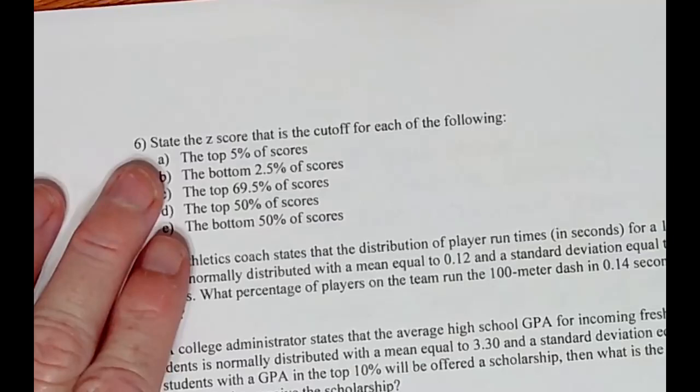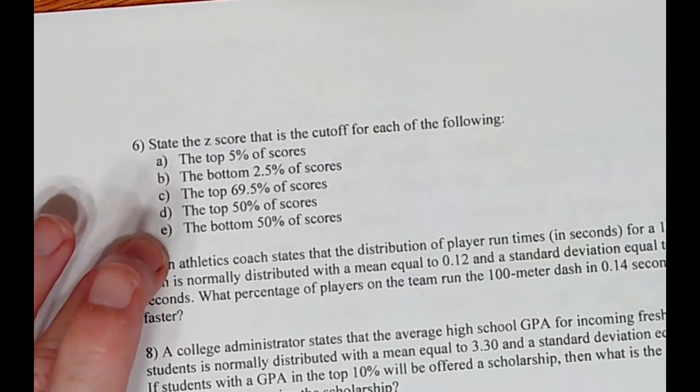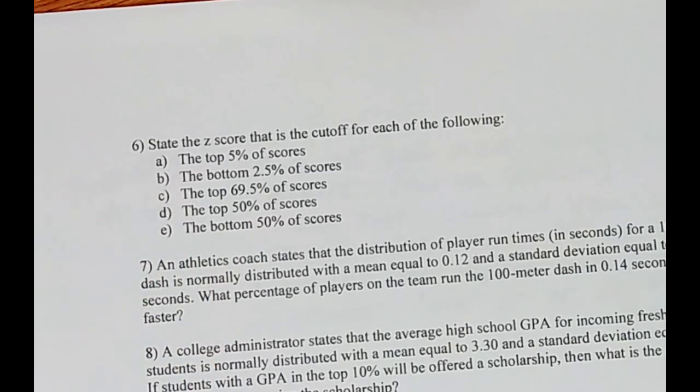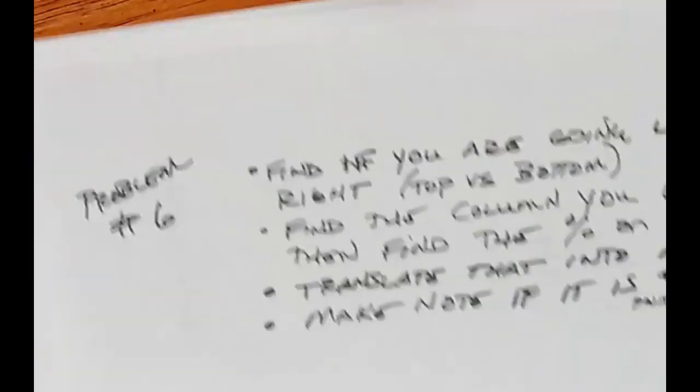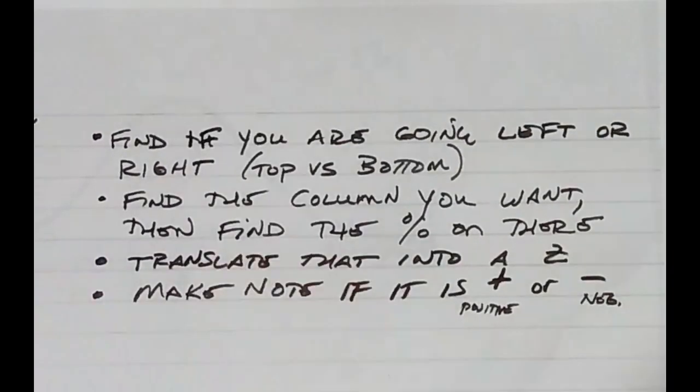All right, so we're looking for the top percent, the bottom percent, the top percent, the top percent, the bottom percent. I've made a little chart to tell us what to do. You want to find out if you're going left or right, to the top or to the bottom. We're looking for that cutoff. Then find the column you want, whether you're going from the mean to z or whatever, and find that percent. Translate that into a z-score, and then make note of whether it's positive or negative based on what you're looking at.